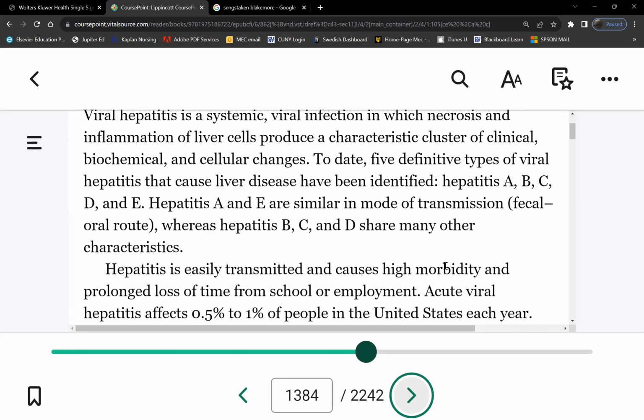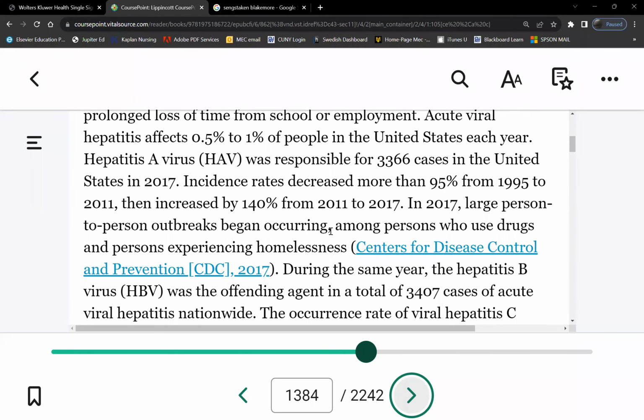So first is the mode of transmission. How does someone get it? If you know how to get it, then you know how to prevent it, because you avoid the ways that you get it. Second is whether or not there's a vaccine. And third is what your teachings will be for the patient. Again, how do you get it? The teaching will also include the other 2. So A, B, C, D, and E only.